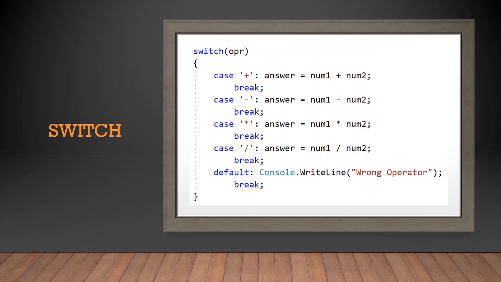Switch. Here is an example of a switch statement. You can have multiple conditions in a switch. The basic structure of a switch is you write the switch keyword and then your operation, or the case it's going to match. So here we have plus, minus, multiplication, and division. Those are the cases. Again, we'll learn in detail while we are doing the project.